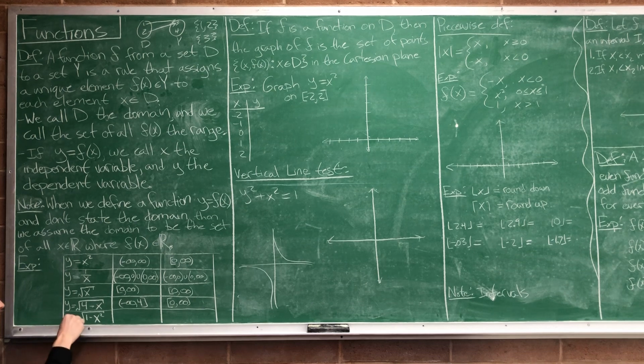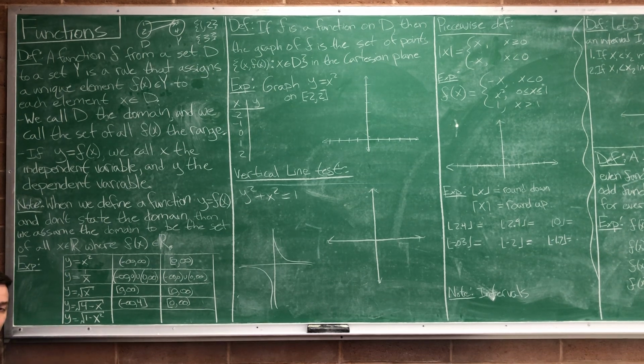Okay, finally the last one. What's the domain of that function? Negative infinity to infinity. I can plug in everything? Yes. Try plugging in 2. Tell me what you get. Minus 3. Square root of minus 3. And you can't take the square root of minus 3 and get a real number. And what if I plug in 1? What do you get? 0. What's the square root of 0? 0. So it's negative infinity to 1.